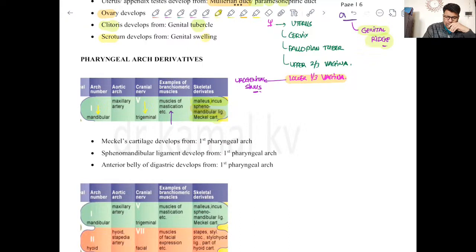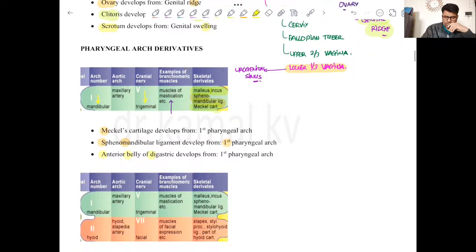So we can see Meckel's cartilage coming from first pharyngeal arch, sphenomandibular ligament coming from first pharyngeal arch, muscles of mastication like temporalis, pterygoids, all coming from first pharyngeal arch. Then also anterior belly of digastric.